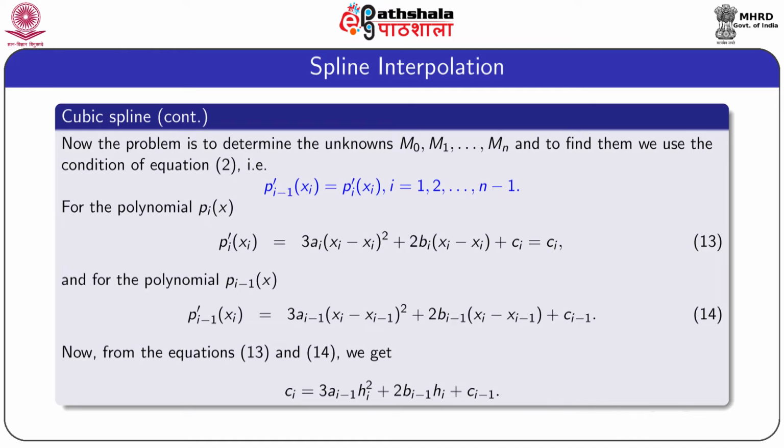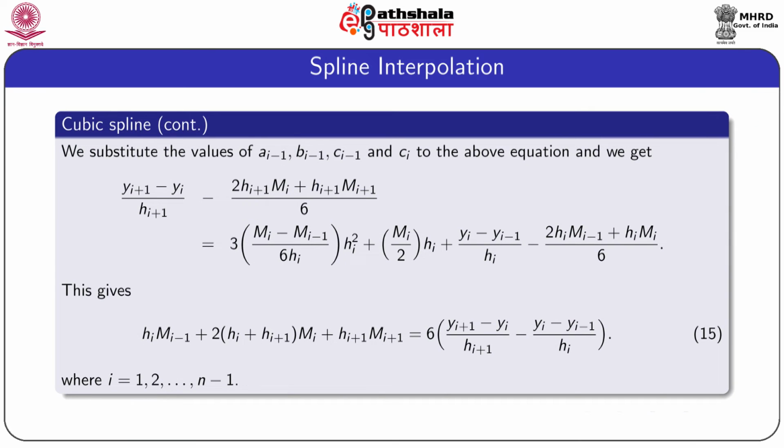So, from these two equations we get c_i = 3a_{i-1}h_i^2 + 2b_{i-1}h_i + c_{i-1}. This equation represents a relation between a_i, b_i, c_i and c_{i-1}. Now, in this equation we substitute the values of a_{i-1}, b_{i-1}, c_{i-1} and c_i. We get this equation, and after simplification or rearranging of this equation, we get equation number 15.